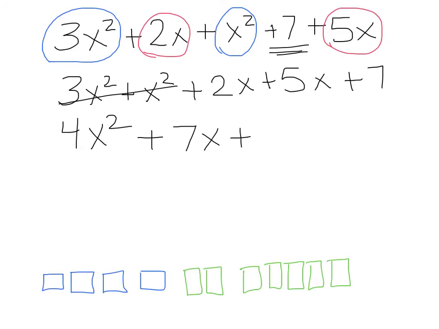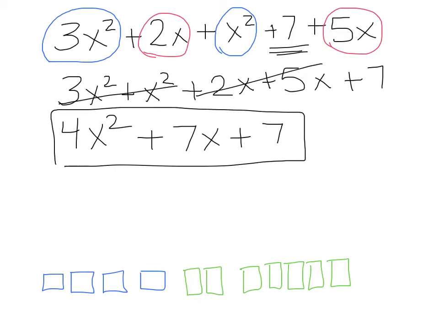And I'm adding it to my constants. I'm done with that piece. So I have 7, but I have nothing else to add it to. So I'm just going to put my 7 here. And this becomes my final answer.